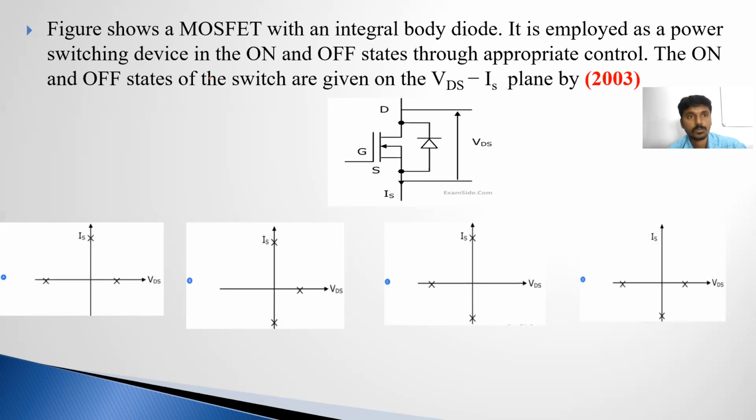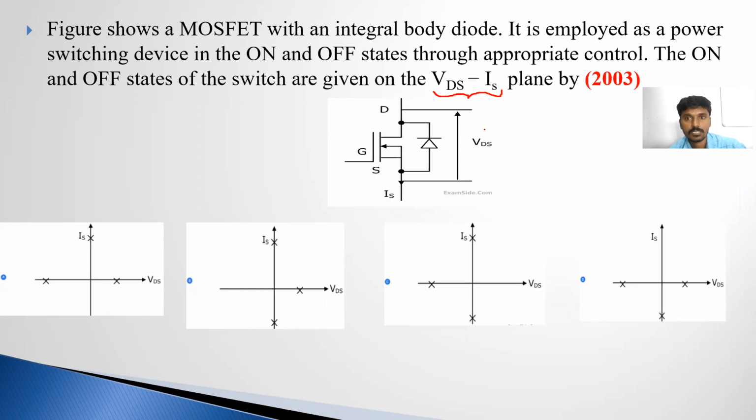It is employed as a power switching device in the on and off states through the appropriate control. The on and off states of the switch are given. So what will be the VDS and IS plane, meaning the VI characteristics? What are the VI characteristics of this?